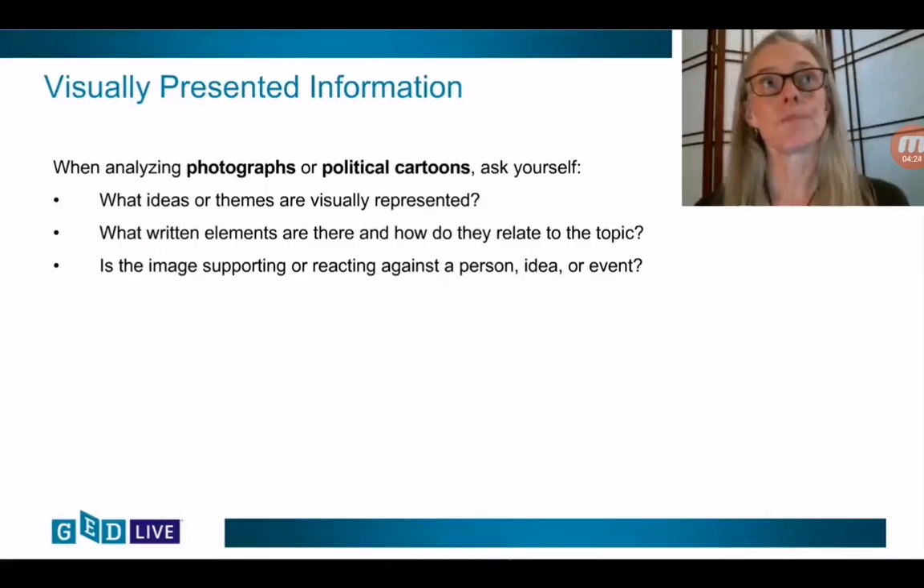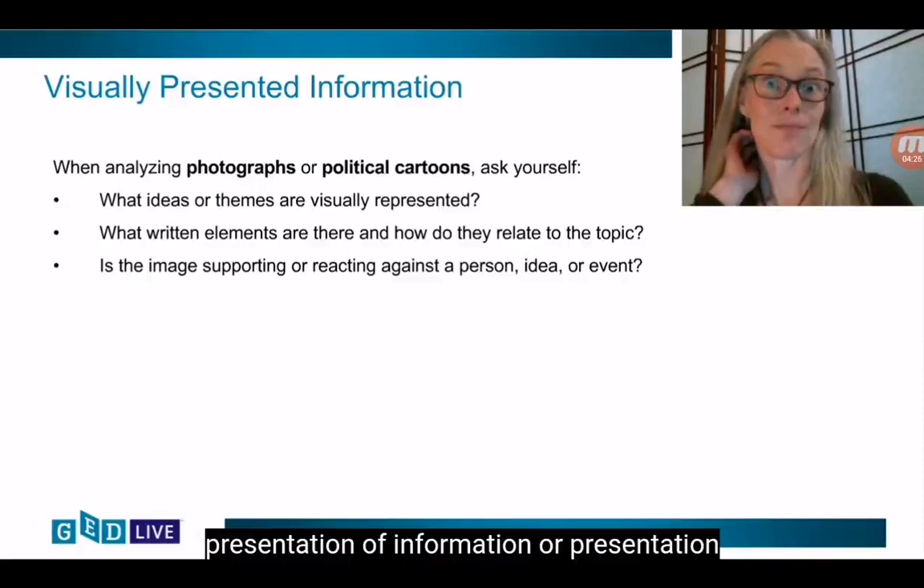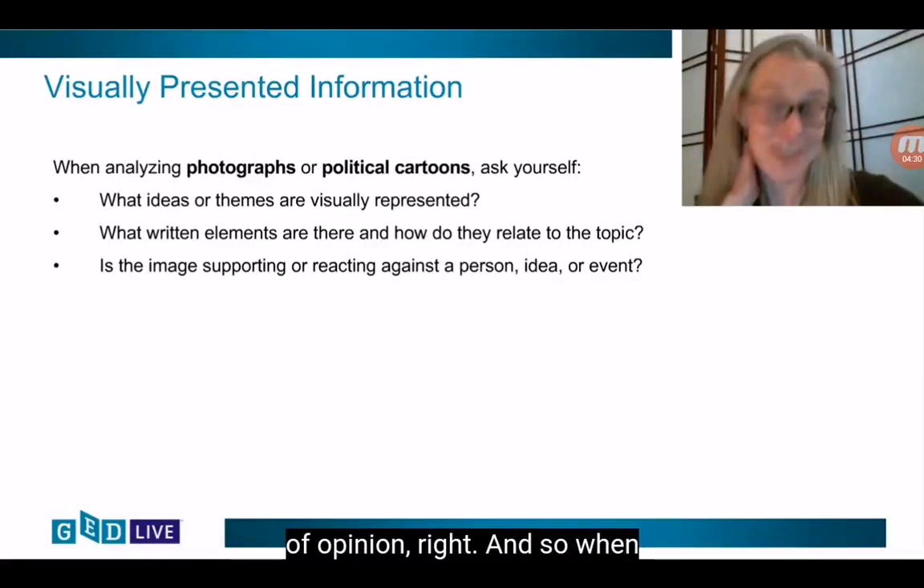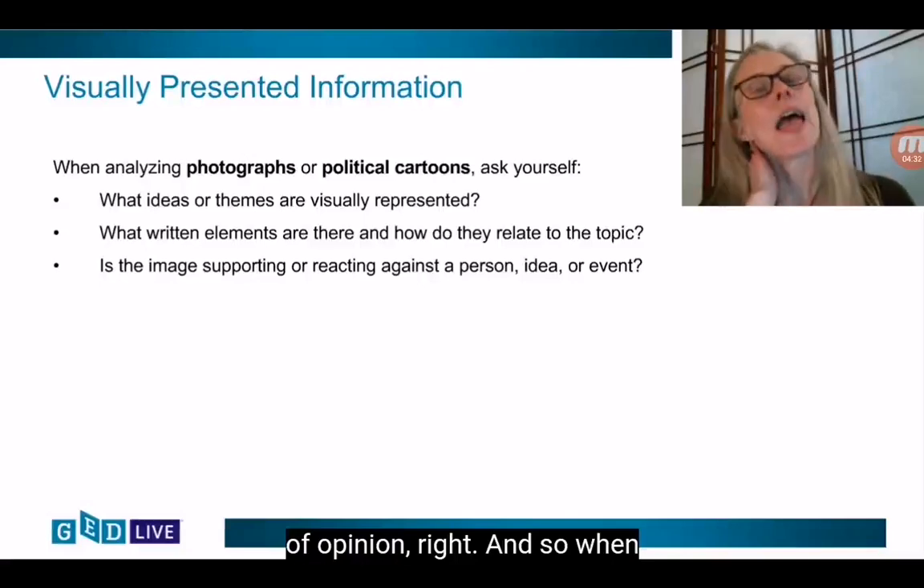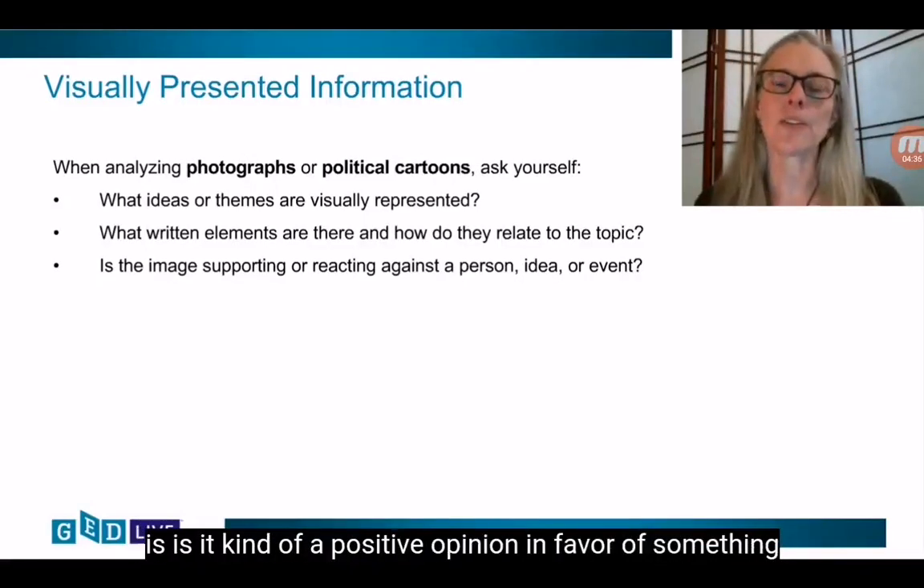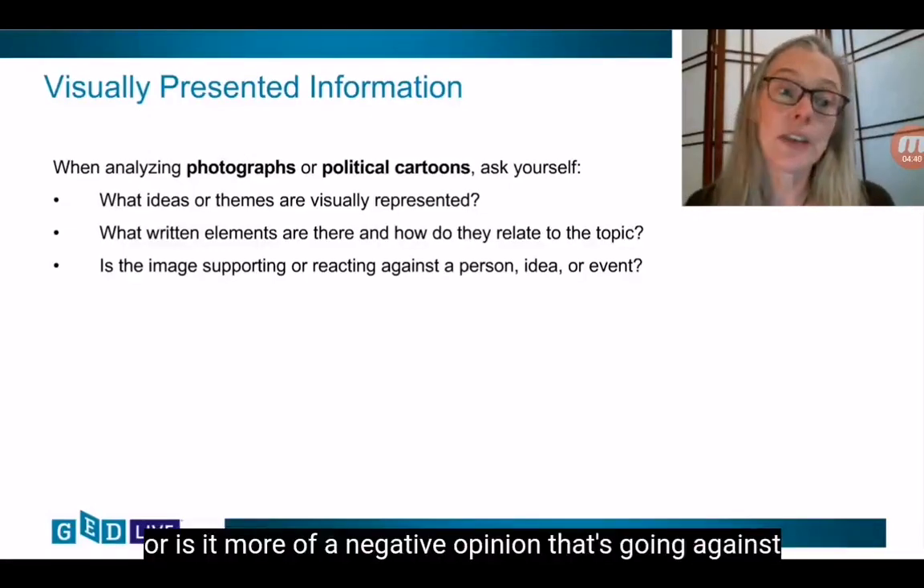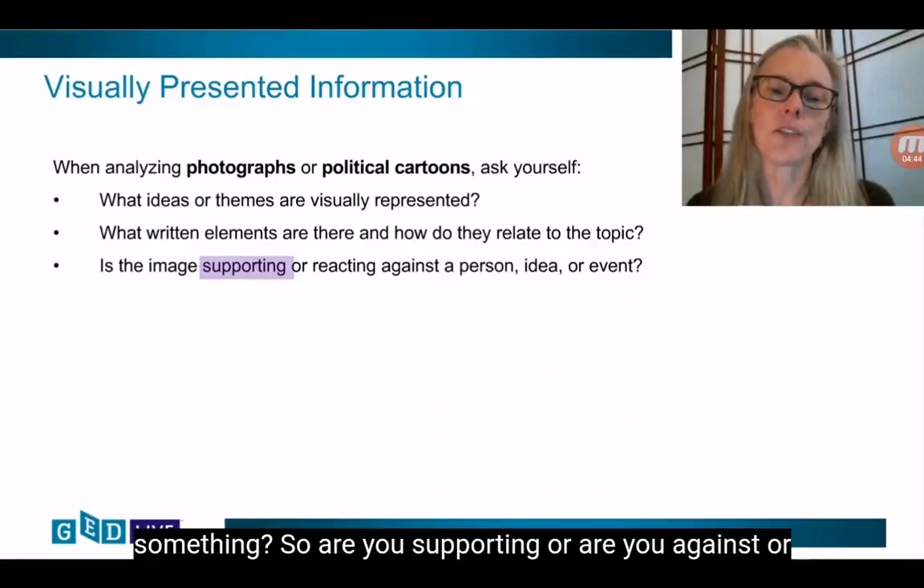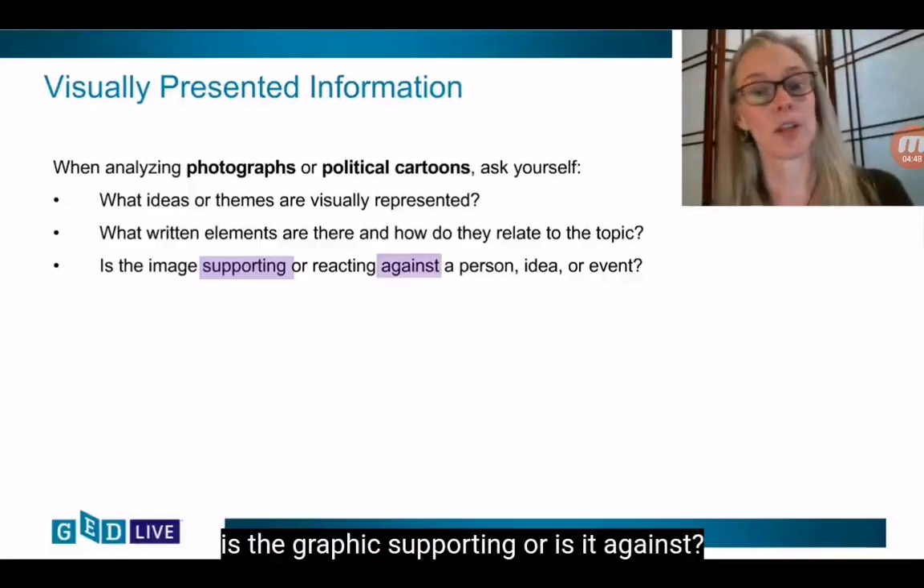And you'll often find that a picture is part of some kind of opinionated presentation of information, a presentation of opinion, right? And so when there's any opinion, what you want to be thinking about is is it kind of a positive opinion in favor of something, or is it more of a negative opinion that's going against something? Right? So is the graphic supporting, or is it against?